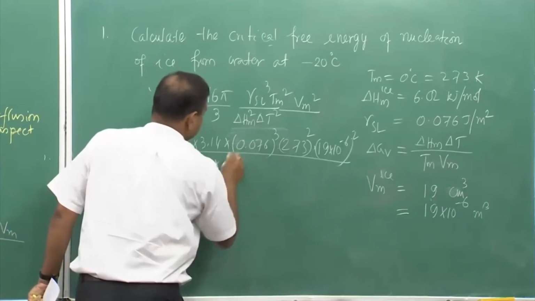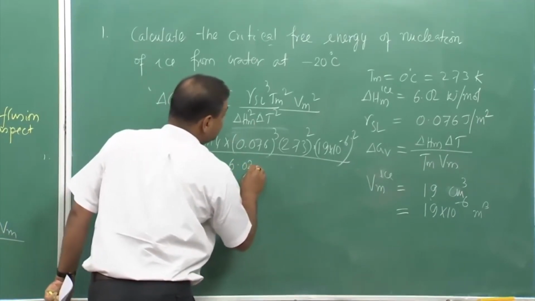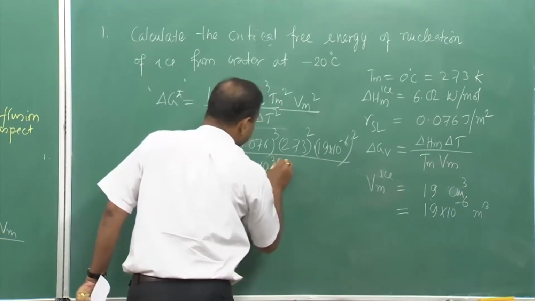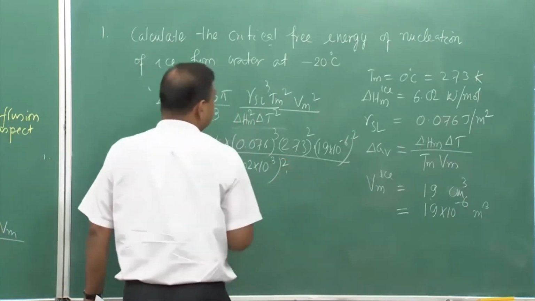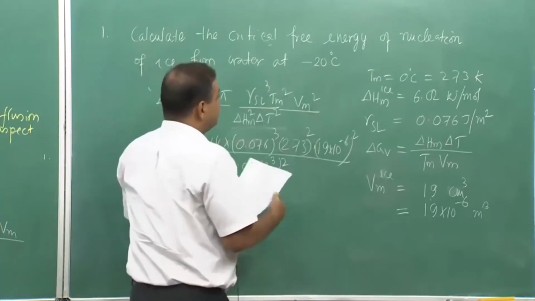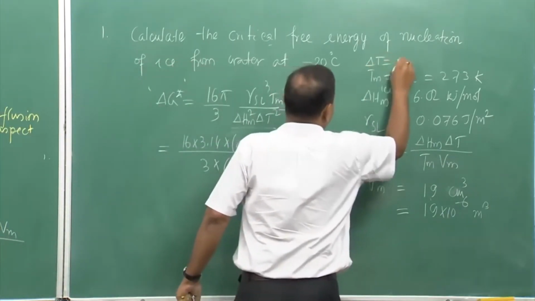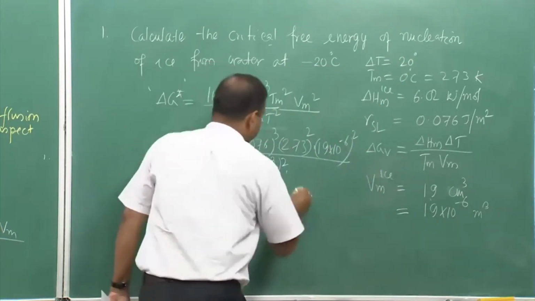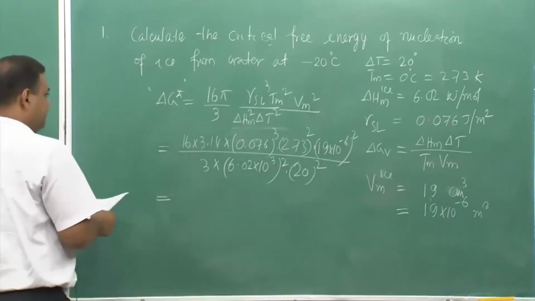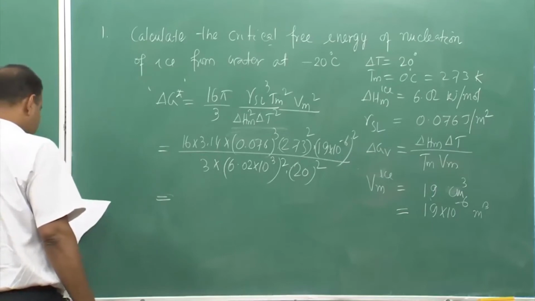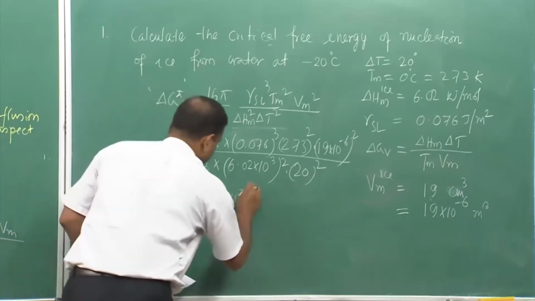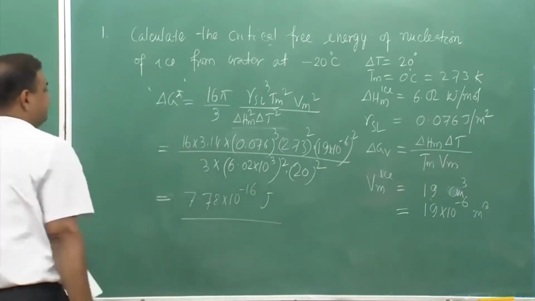3 into 6.02 into 10 to the power 3, since it is kilojoule square, and here I am saying that minus 20 degree Celsius. So, my delta T would be 20 degree, that means 20 Kelvin, this is square. So, now if you do this simple calculation, you would get 7.78 into 10 to the power minus 16 joule. So, this is the expression.